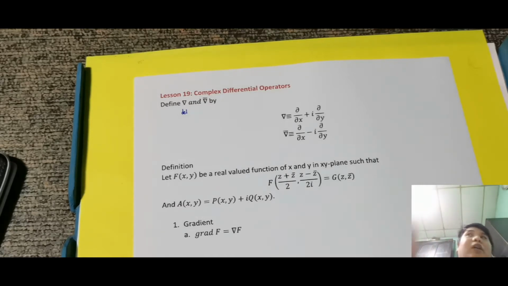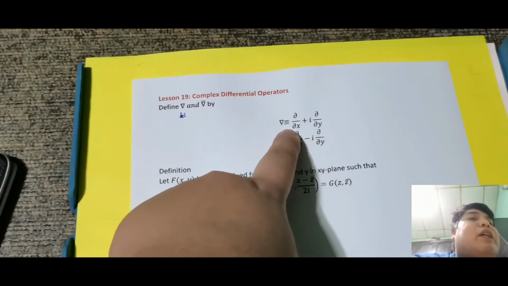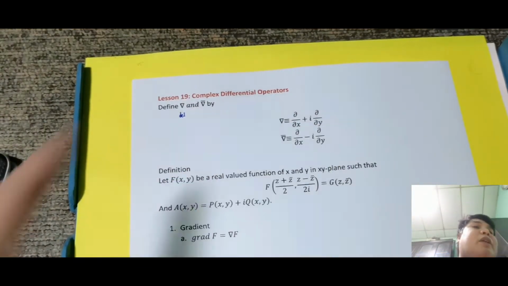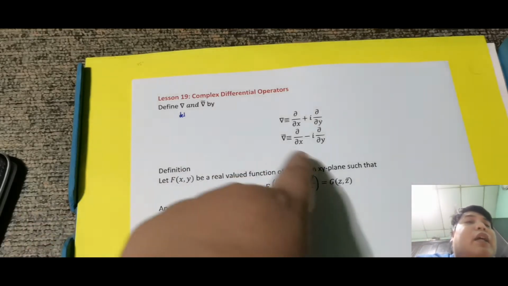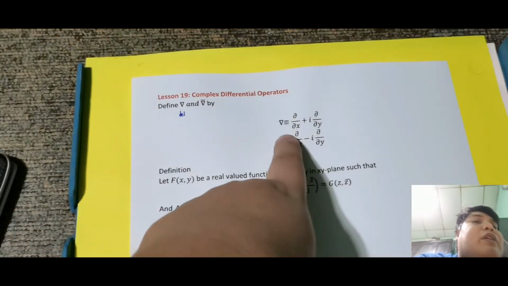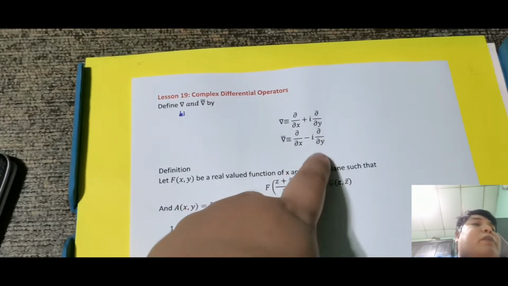Dito rin yun. Kung nagkaroon ako ng del with function, so del F, meaning kukunin ko yung partial derivative with respect sa x plus i times partial derivative with respect sa y. So kaya logically equivalent yung nakalagay dyan. Next is del bar. Simply, parang siyang conjugate ng ating del. So anong nangyari lang? That is minus i. So that is partial derivative with respect sa x minus i times the partial derivative with respect sa y.